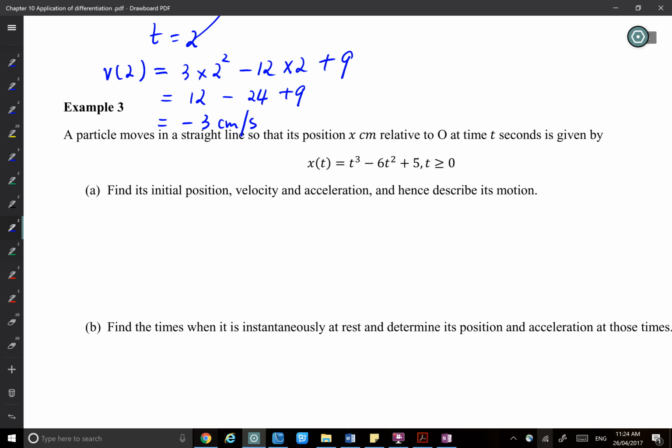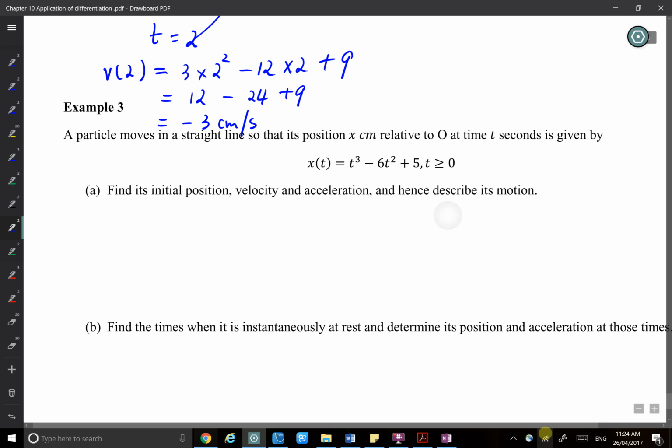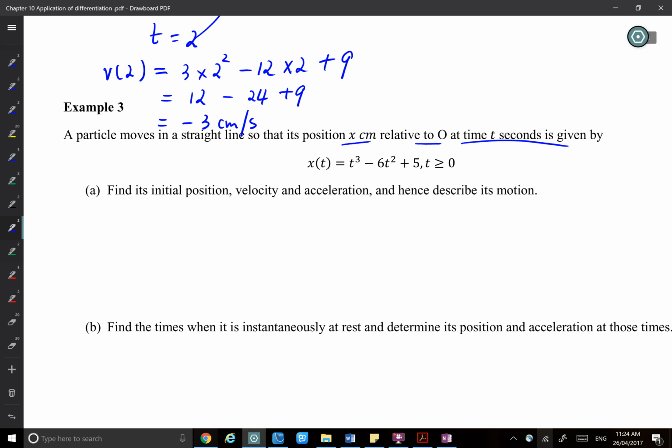Okay, example 3. A particle moves in a straight line so that the position x centimeters relative to the origin O at t seconds is given by this. Find the initial position, velocity, and acceleration.